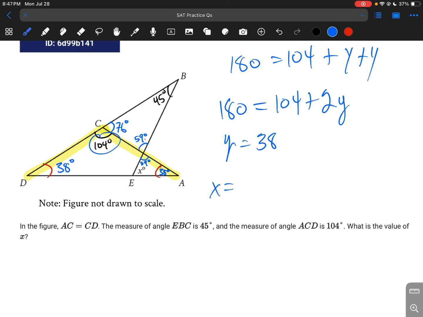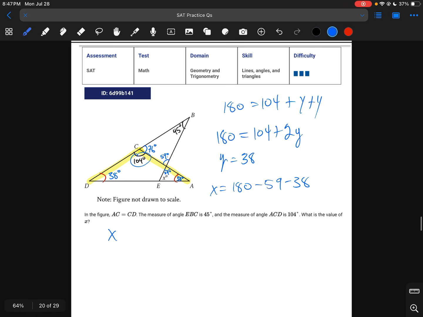So X is going to be 180 minus 59 minus 38. Solving for that, we get X is 83 degrees.